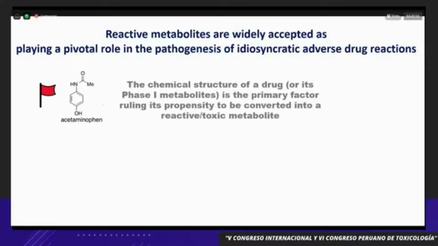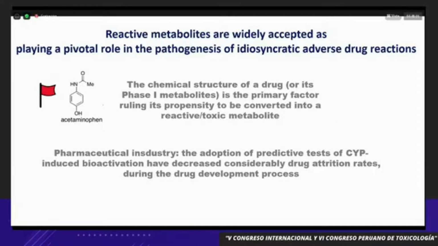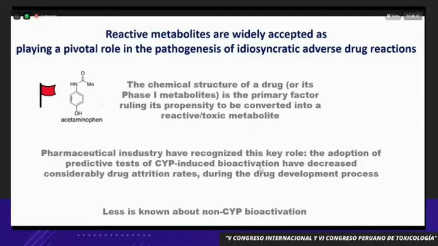every time that one of these molecules appears during the drug development process, they are subjected to some tests that aim to investigate if these molecules can be bioactivated to potential reactive metabolites. And the adoption of these criteria in really early stages of drug development have already decreased considerably the drug attrition rates due to toxicity during the drug development process. But these tests that are currently adopted are mainly focused on CYP-induced bioactivation tests, but less is known about non-CYP bioactivation or other metabolic pathways that lead to reactive metabolites.